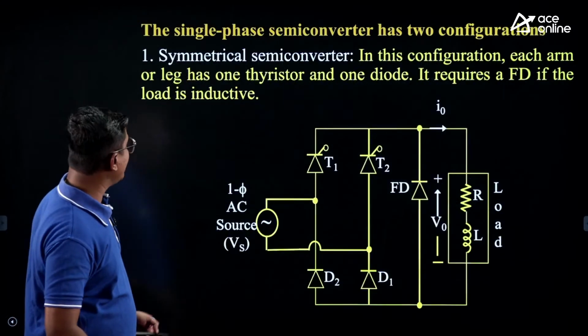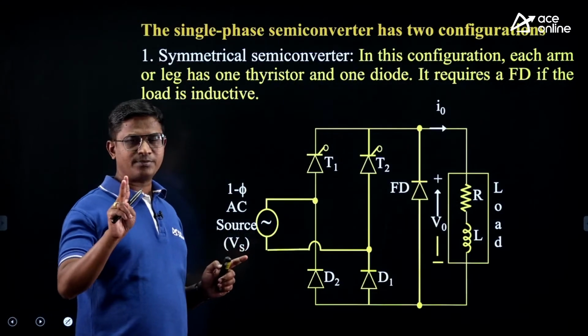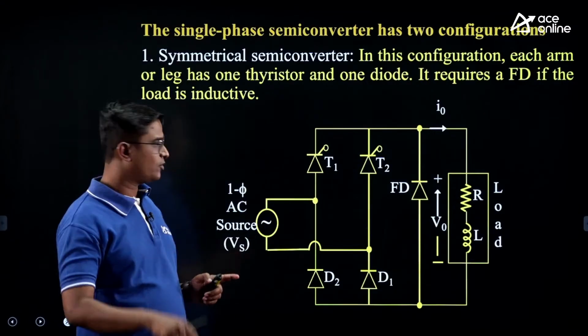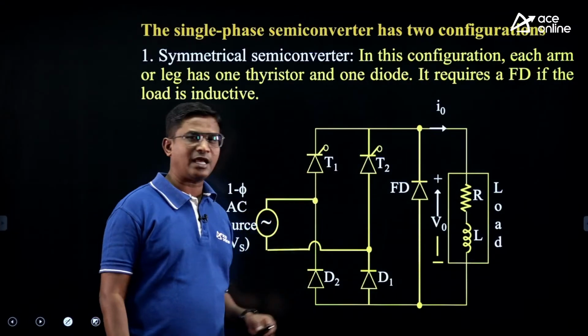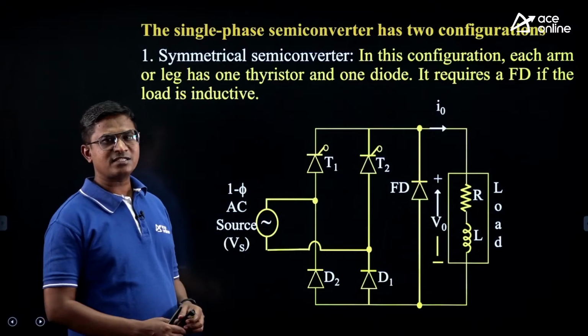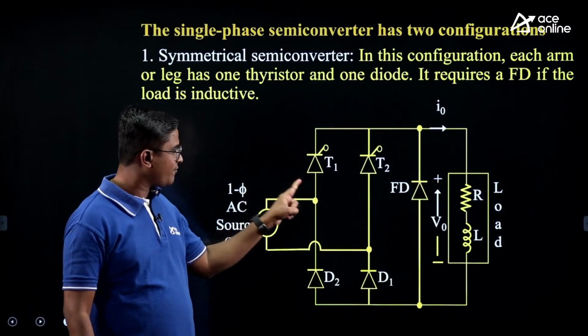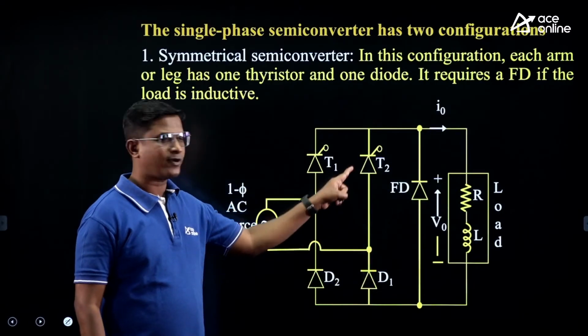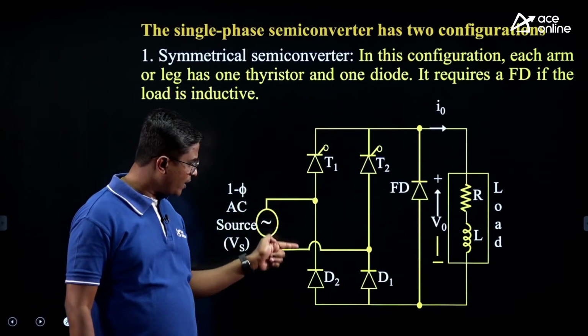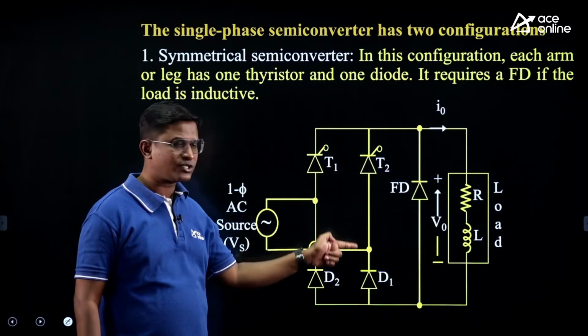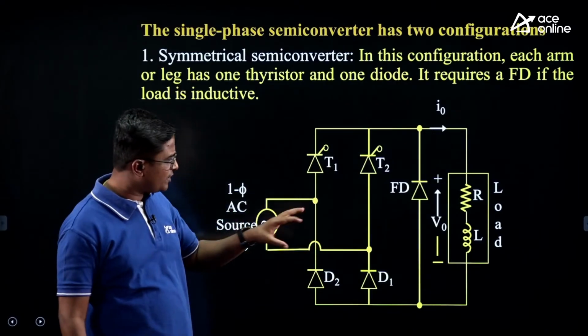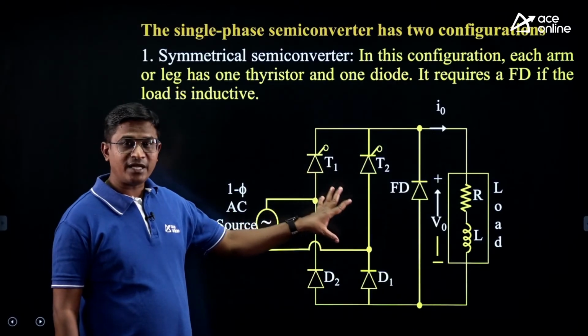Here there are 2 types of semi converter, symmetrical and asymmetrical. This is a symmetrical type semi converter. Why is it symmetrical? You can check, this is the first leg of the rectifier, this is the second leg of the rectifier. In each leg we have 1 thyristor and 1 diode. Therefore it is known as symmetrical.